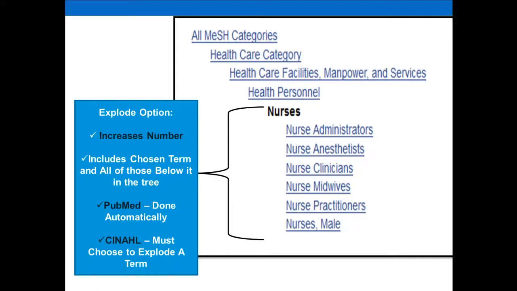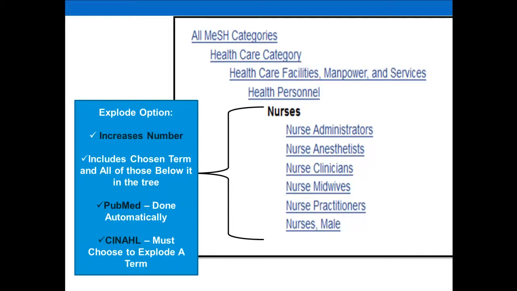Now, another reason you might want to do this, other than just increasing the number of articles, is it's also a way to ensure that you are getting all of the articles on a given topic. One thing to keep in mind when it comes to exploding is in the two main databases you're going to use, PubMed and CINAHL, they each have a little bit of a difference when it comes to this.